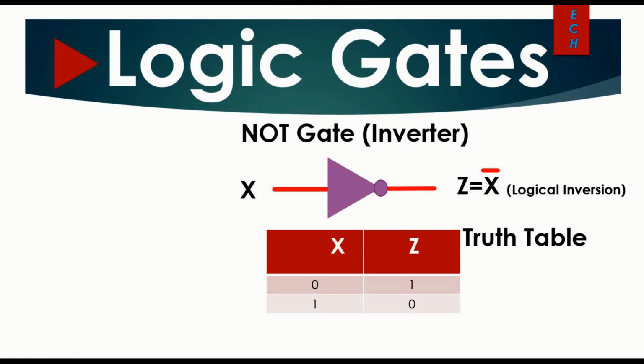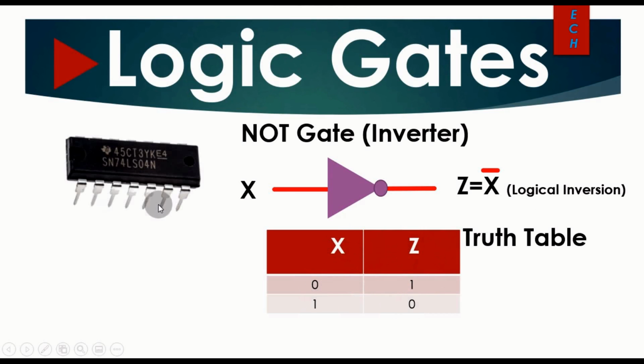If you look at the truth table of NOT gate, so you can see here if X is input and Z is output, so if X is 0, Z is 1, and if X is 1, Z is 0. That means if the input is low, the output is high. If the input is high, the output is low.